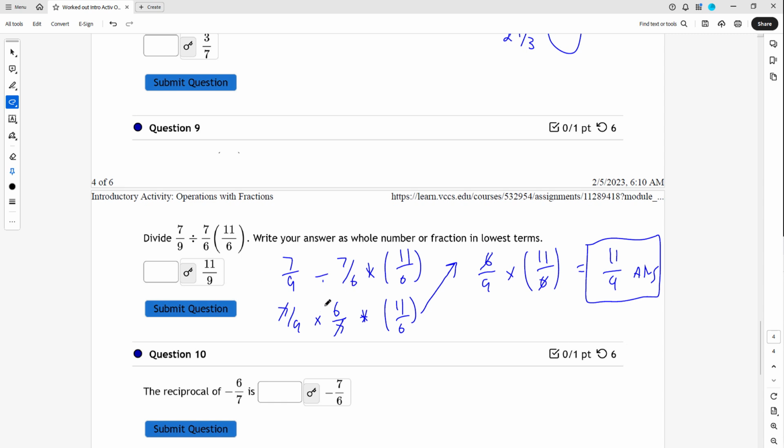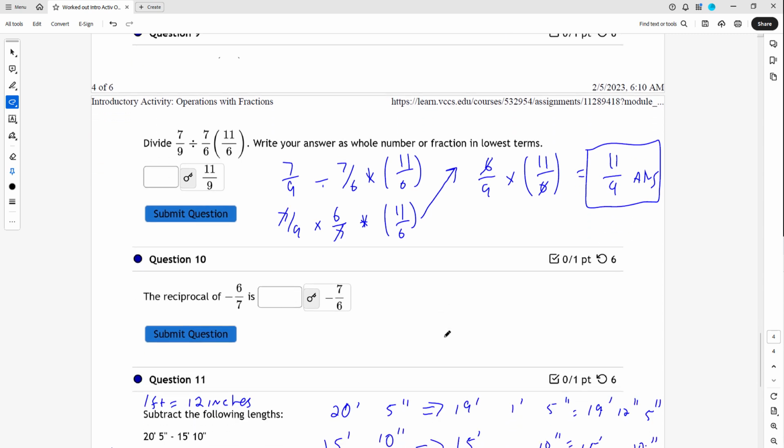We're dividing. You end up multiplying by the reciprocal. So I flip this fraction. 7/6 becomes 6/7. So I can see that the 7's cancel out. And I'm left with 6/9 times 11/6. Here the 6's cancel out. And I'm left with 11/9 for our final answer. And that was question number 9. Number 10. The reciprocal of -6/7, when you've changed position, the order here is -7/6.